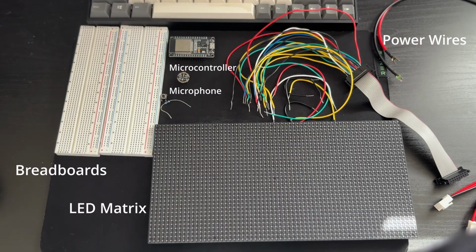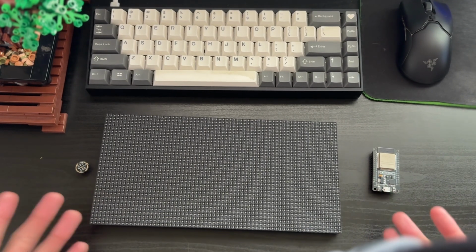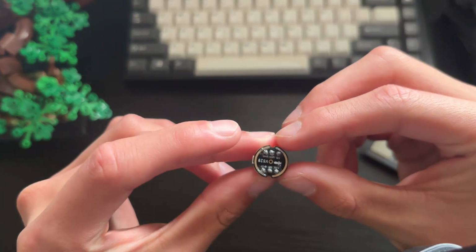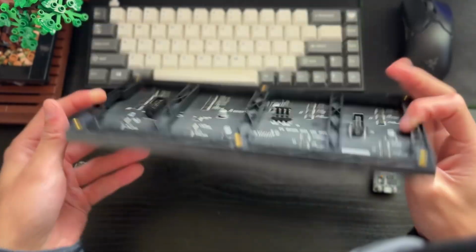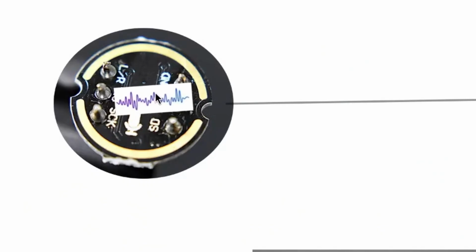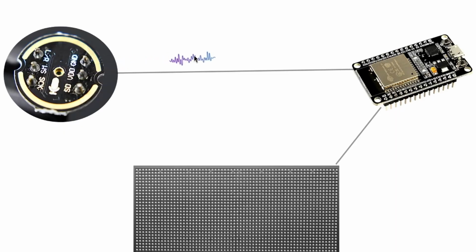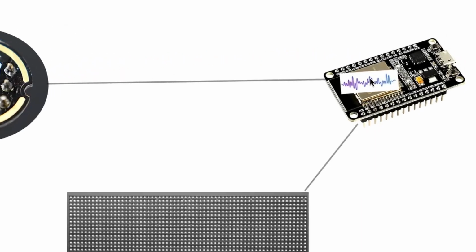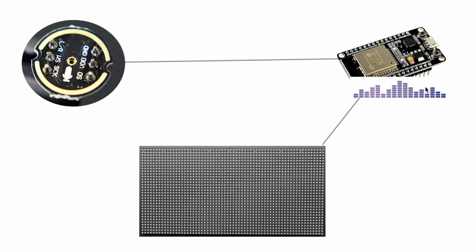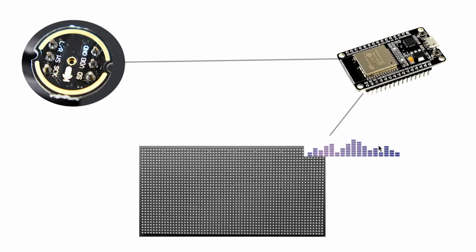So that looks like a lot of components, but it's really just these three. We have a microphone, a microcontroller, and an LED matrix. The microphone is gonna hear audio around it and send that data over to the microcontroller, which will then parse the data and apply an algorithm to get the frequencies of the sound. Then it's gonna give instructions to the LED matrix on how to light up.